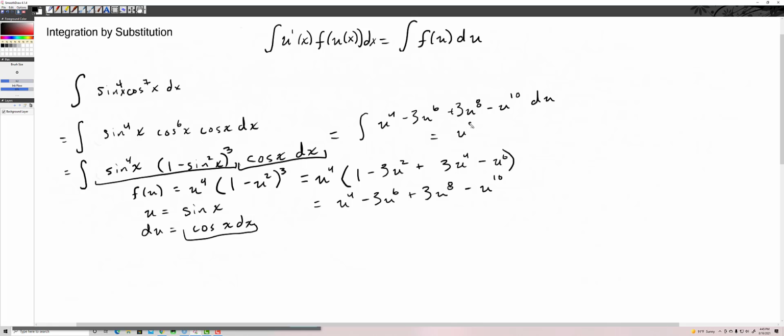That's u to the fifth over 5 minus 3u to the seventh over 7 plus 3u to the ninth over 9 minus u to the 11th over 11 plus c. I'm going to make some space here.